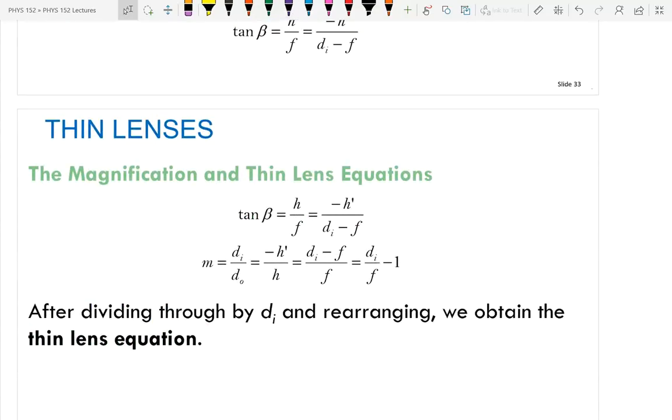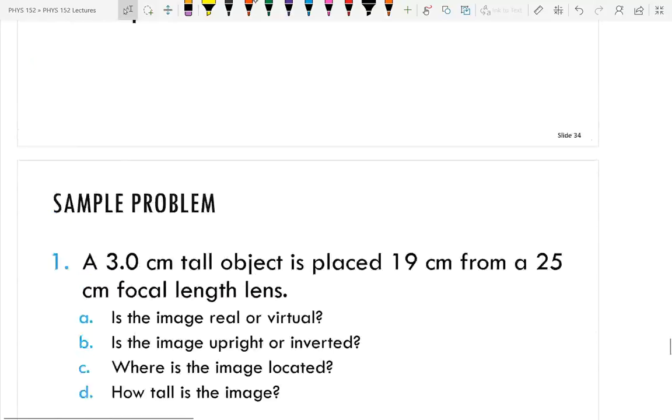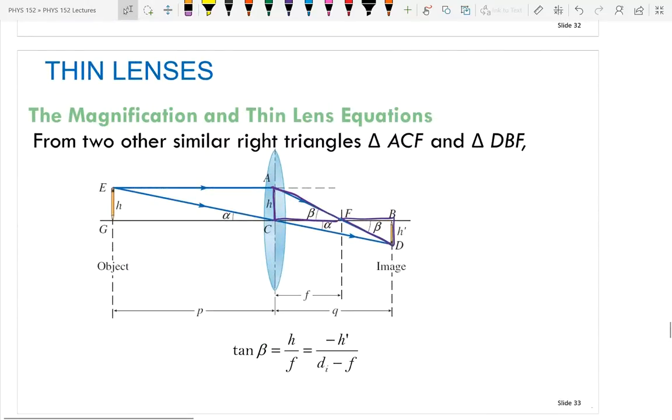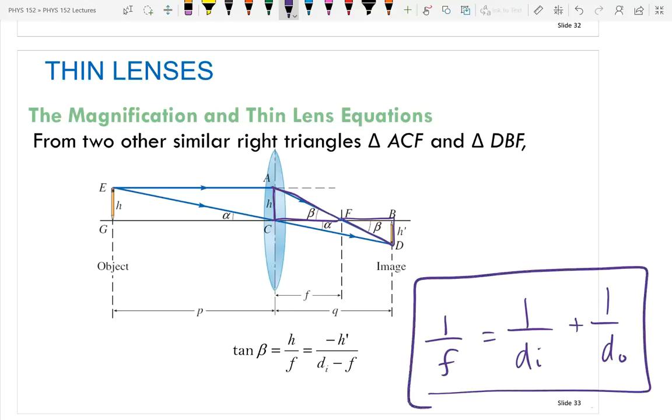that, okay, let's keep going. I don't have it worked out here. I guess I just planned on doing the work. Trust me, you can do this work. You find that 1 over the focal length is equal to 1 over distance image plus 1 over distance object. We call this the thin lens equation.